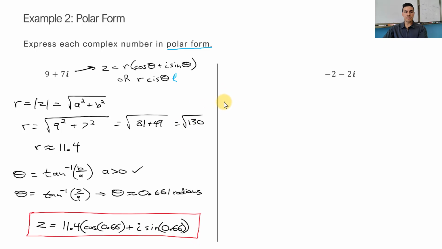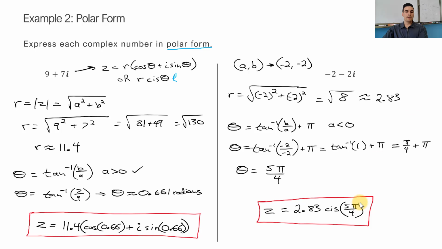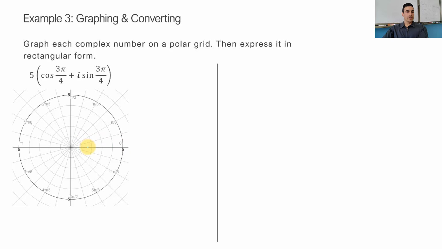So now you guys go ahead and pause the video and find the polar form of -2 - 2i. Okay, hopefully you got 2.83 cis 5 pi over 4. That would be our polar form there. And if you wrote this out the long way, that's fine as well. All right, last example here.